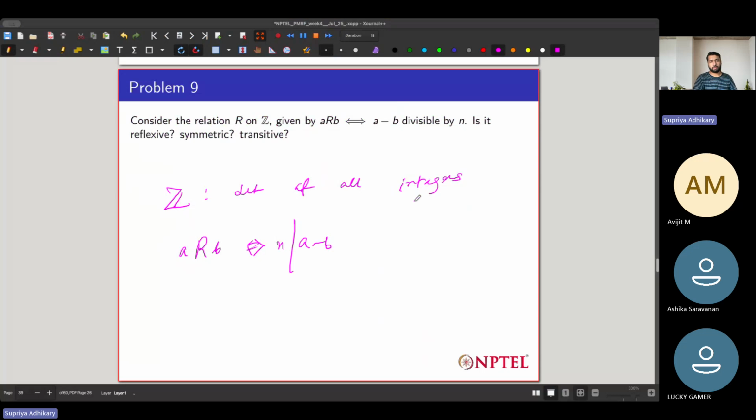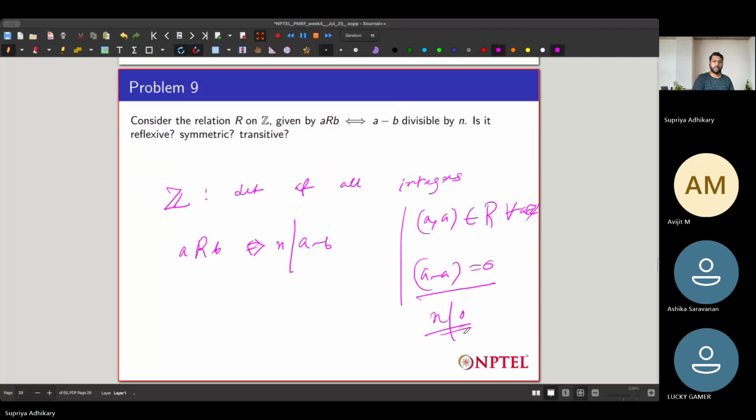Okay. So now for reflexive relation, can we say that (A, A) belongs to R for all A belonging to Z? So A minus A is always equal to 0. Now any number n divides 0. Now this is true for any A. So therefore we can say that (A, A) definitely belongs to this relation R. So this relation is reflexive.